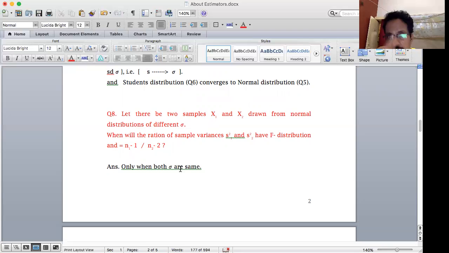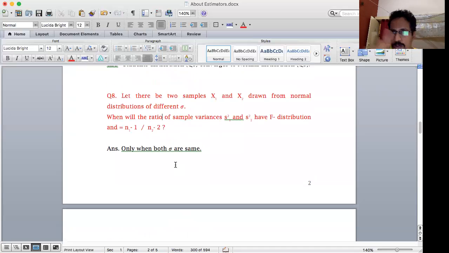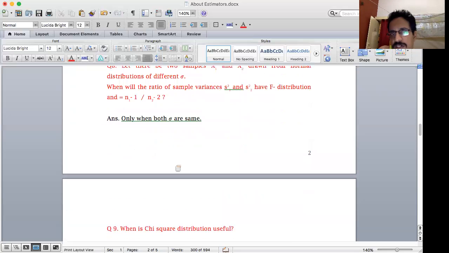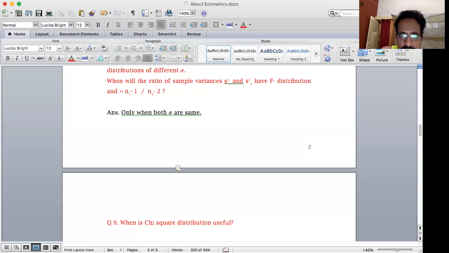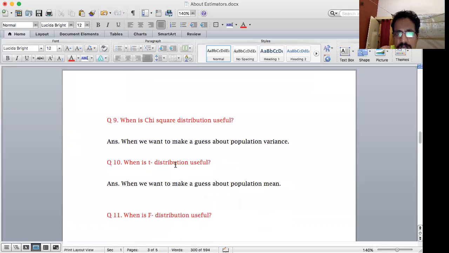So when will the ratio of variances, that is s1 square and s2 square, have an F distribution? Only when the two variances of the populations, sigma1 square and sigma2 square, are the same, then the ratio of variances will have an F distribution.